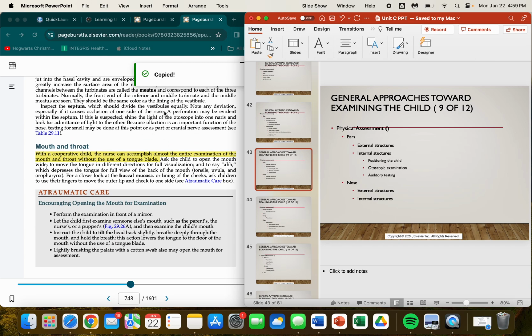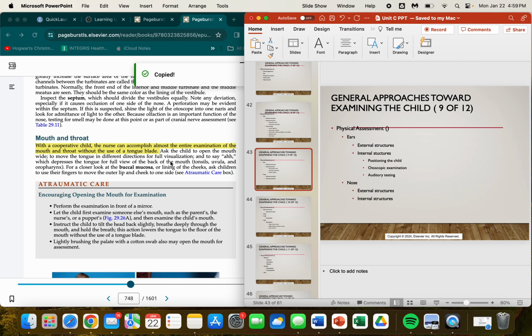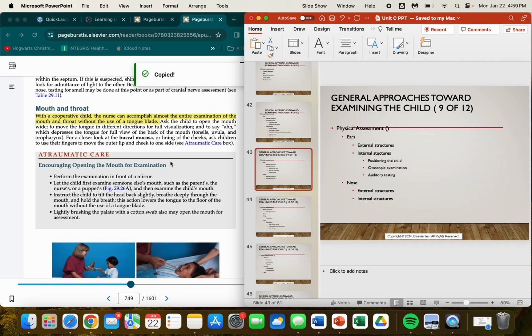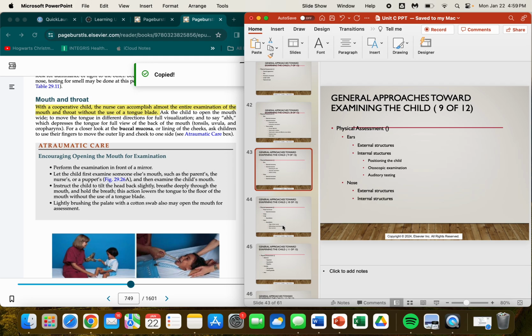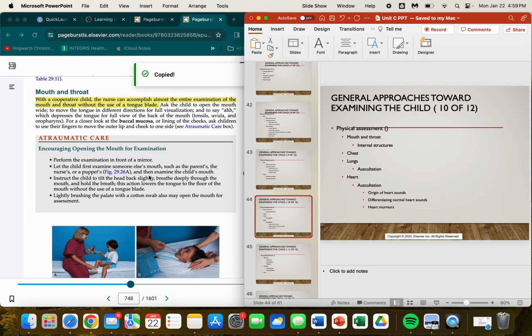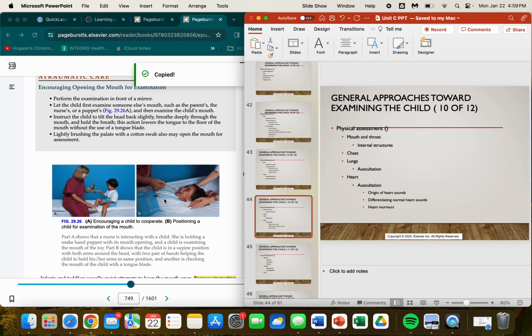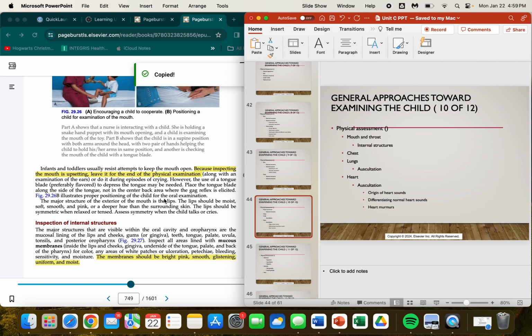Your book talks a little bit about an olfactory exam, so screening them for smell, but that's probably something that would be done upon the pediatric assessment. And then your book continues to talk about mouth and throat. Your book talks about with a cooperative child, the nurse can accomplish this exam without the use of a tongue blade, which is possible sometimes, but not always. So sometimes we may have to use a tongue blade and push down on the tongue.